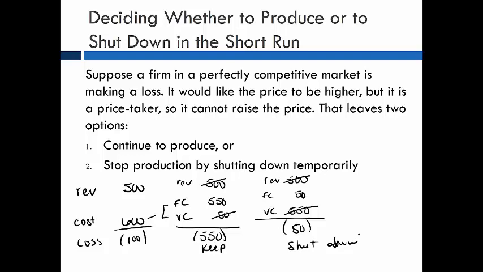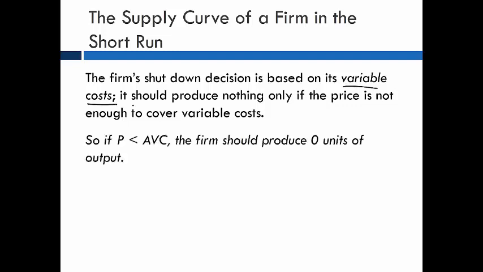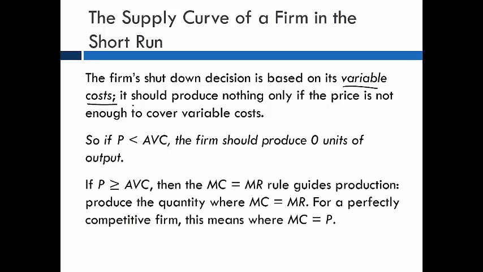And so you can't just say if you're making a loss, you want to shut down, because sometimes that would be even worse. So what we have is the shutdown is based on the variable costs. If you can at least cover your variable costs, then you keep going, because then the variable costs are contributing at least something towards your fixed costs. But if you can't even cover your variable costs, then you should shut down.